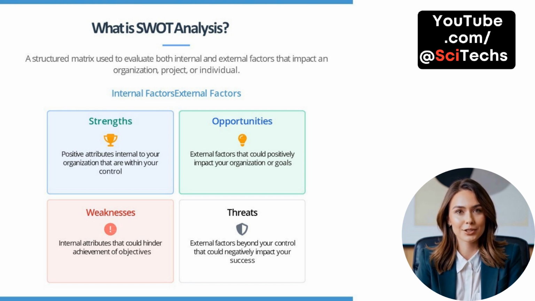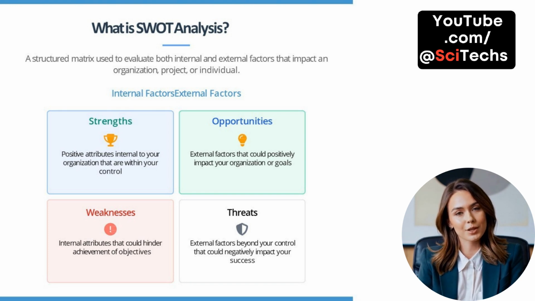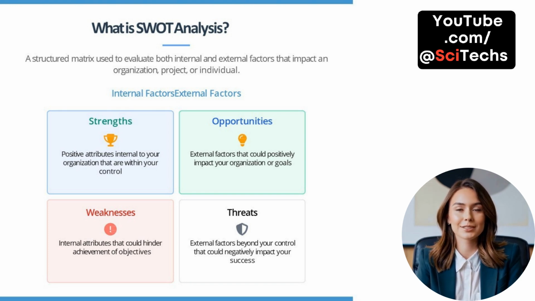The external dimension is divided into opportunities and threats. Opportunities could include new market trends or technological shifts that align with your goals, while threats may involve competitive pressure, supply chain vulnerabilities, or regulatory hurdles. Engineers and scientists can use this dual lens matrix to capture a complete picture of the environment they're working in.